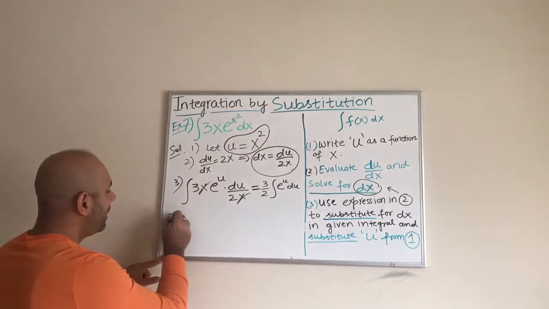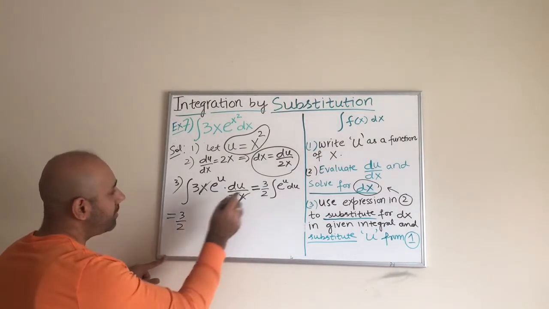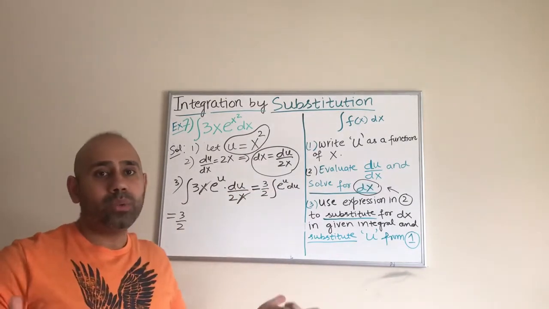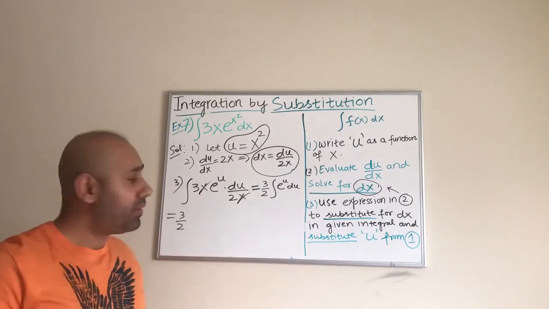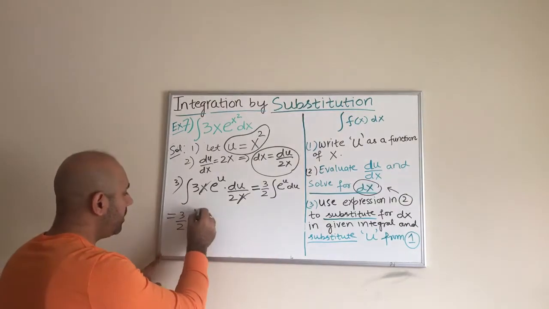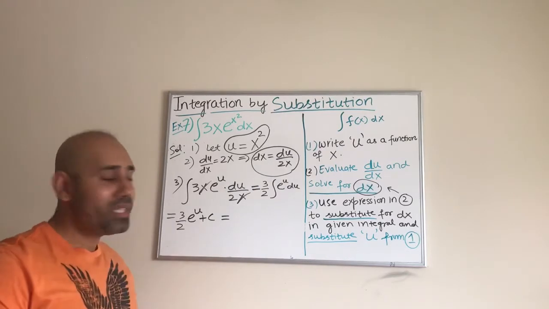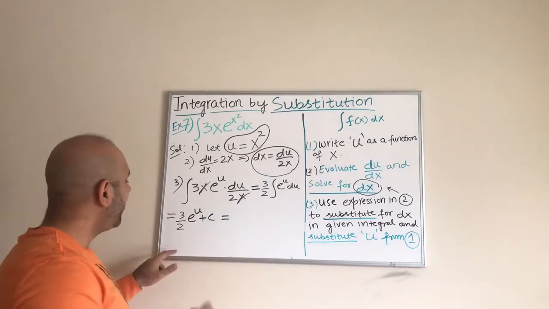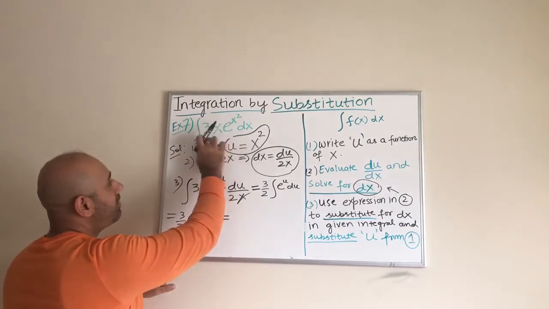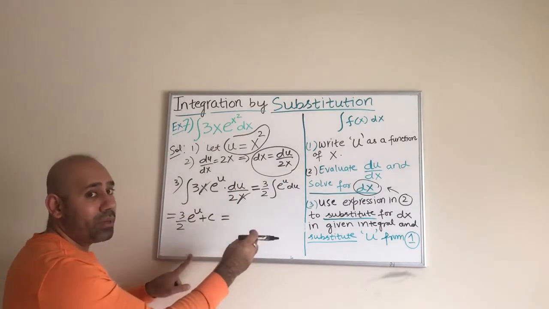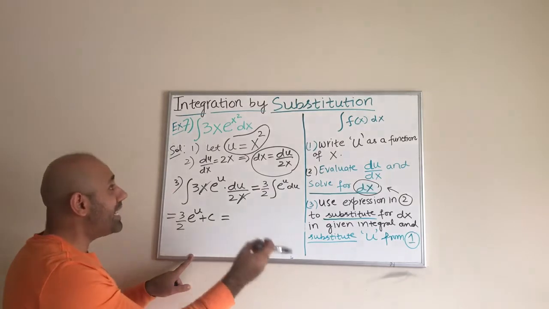So from here, this is going to be equal to 3/2, and we know the integral of an exponential function of this form, e to the u du, is just the exponential function itself. So it's going to be e to the power u, and then there's a plus c. And if you have been watching my videos, then you already know that if the original function is in terms of x, we have to have the final evaluated integral in terms of x as well.